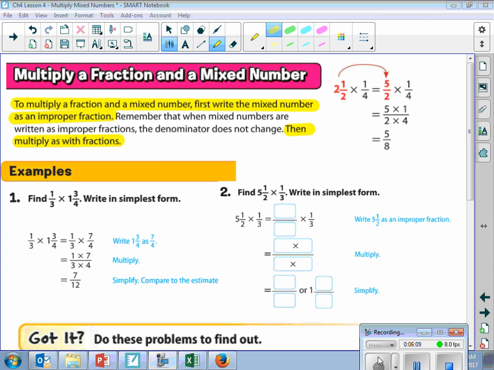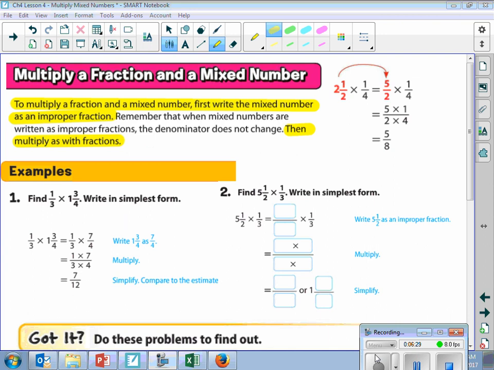So 4 times 1 is 4, plus 3 is 7, and that gives me 7/4. So I have 1/3 times 7/4, and then you want to check to see if you can simplify before you multiply. You always check to see if you can simplify before you multiply. If you can, do it.